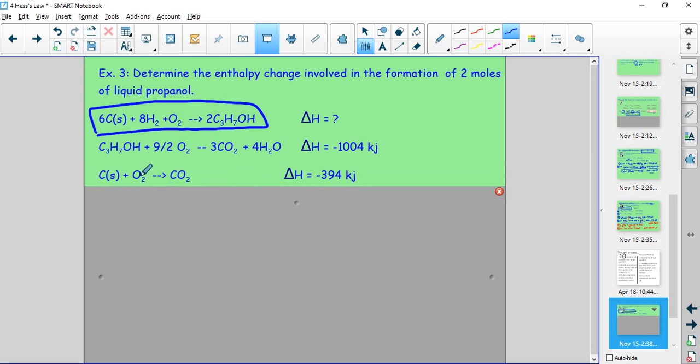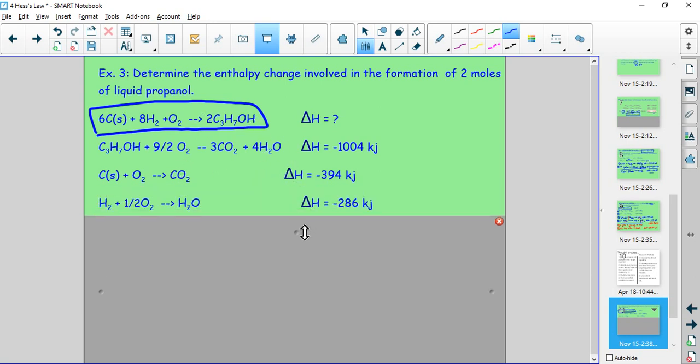Another reaction. Carbon is where it should be. Oxygen is where it should be. CO2, we have to figure out how to get rid of that CO2 because that doesn't appear in our target reaction. Finally, hydrogen appears as a reactant, so that should stay there. Oxygen appears as a reactant, that should also stay there. And water, well, we got to get rid of water. Water isn't in our target reaction.